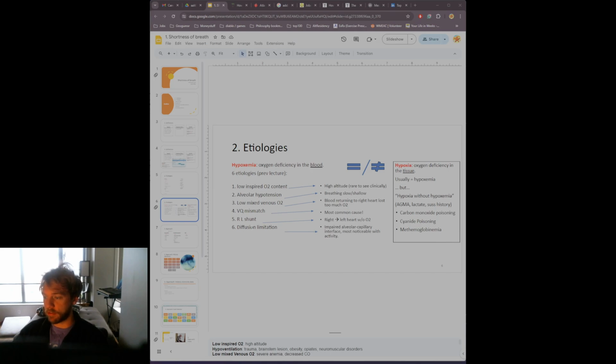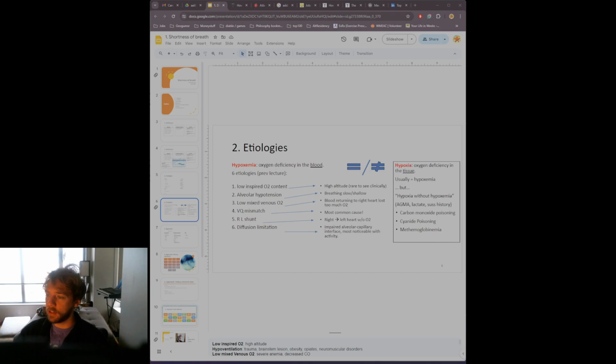So the last is diffusion limitation, which is an impaired alveolar interface. Of course, with that, it's most noticeable with activity, but any pathology to that capillary alveolar interface that may thicken it or cause some kind of breakdown could cause hypoxemia, such as if you had fluid in there, if you had blood in there, or if you had some kind of interstitial process that was thickening the layer, making it hard for oxygen to pass through.